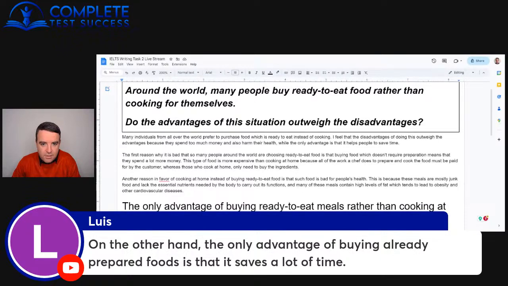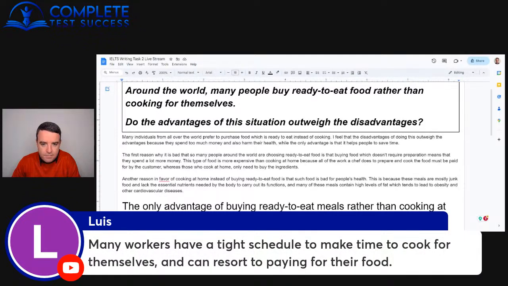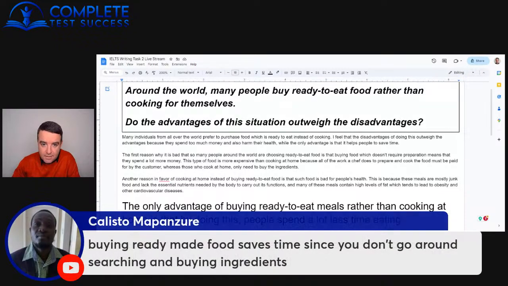Advantage of buying already prepared food is that it saves a lot of time. Perfect. Good. Many workers have a tight schedule. To make time to cook for themselves, they cannot resort to paying for their food. So again, this is why they want to save time, but we don't want to know why they need to save time. Even if I'm free all day long, if I'm unemployed, I sit in my house, all I do is watch TV all day, eating ready-to-eat food is still going to save me time. So whether you're talking about someone who's very busy, or someone who does nothing all day, it doesn't change what we're talking about. So why the person needs to save time has got nothing to do with this paragraph. So focus on, how does buying ready-to-eat food rather than cooking for themselves save time? And it's so obvious. There's nobody in the world that won't understand how or why that's the case. But this is what our paragraph is about. So we need to explain it clearly and stay on topic.